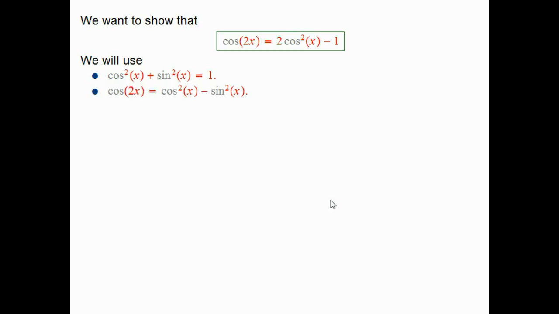Next, we will establish the third double angle formula for the cosine function, namely cosine of 2x is equal to 2 cosine square of x minus 1. We'll need to use these two trig identities, namely the Pythagorean theorem and the fact that cosine of 2x is equal to cosine square of x minus sine square of x, which was established earlier. Okay, let's get started.